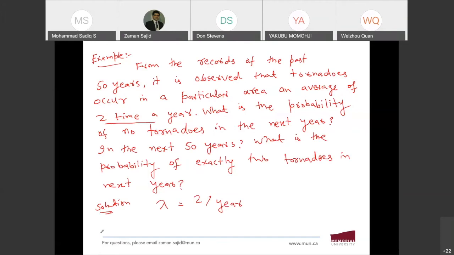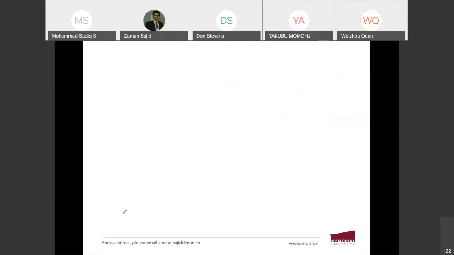Okay, I need to go on the next slide, please. Now, as the event is occurring over the time, so we use Poisson distribution.